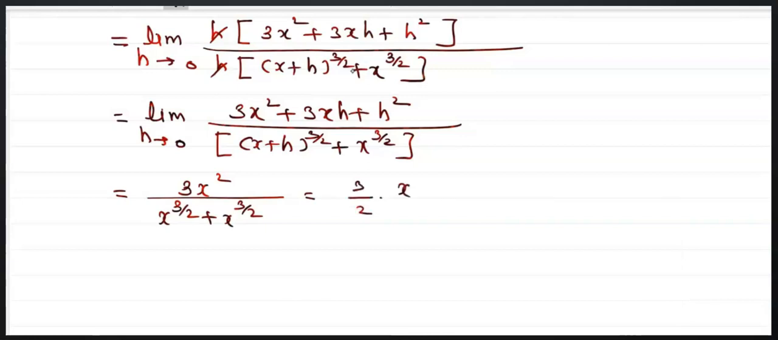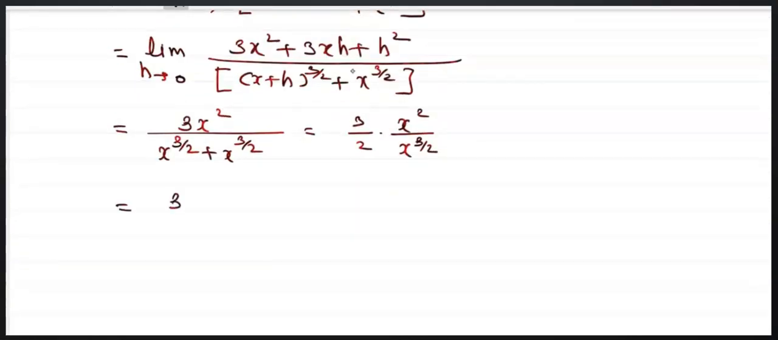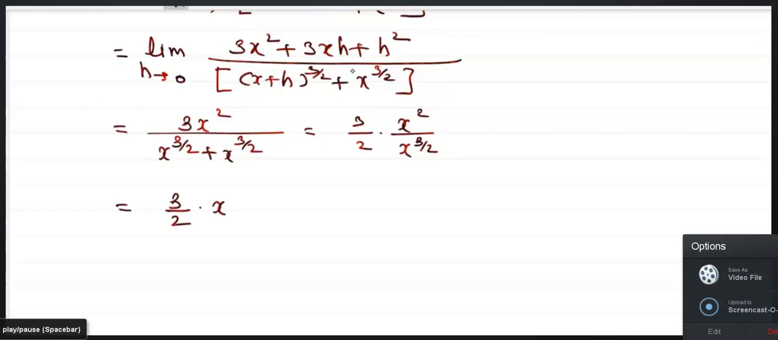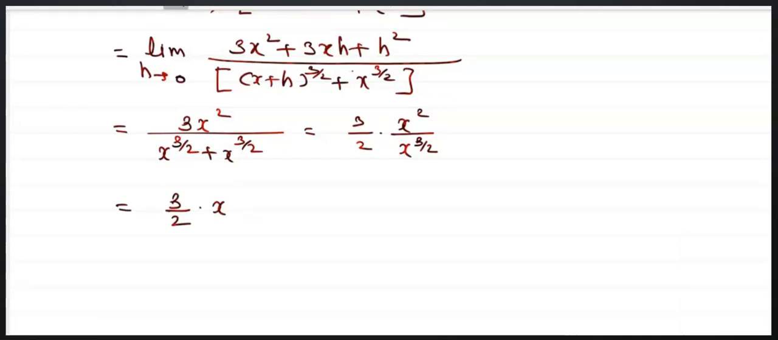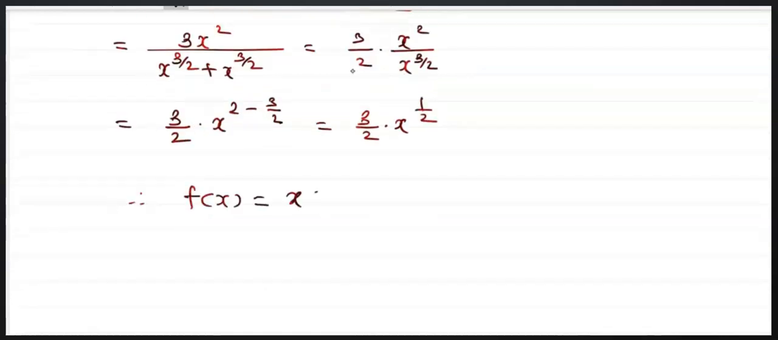Therefore, 3 by 2 into x raised to 1 upon 2. Therefore, its derivative: if the function of x is equal to x raised to 3 by 2, then its derivative is 3 by 2 into x raised to 1 upon 2.